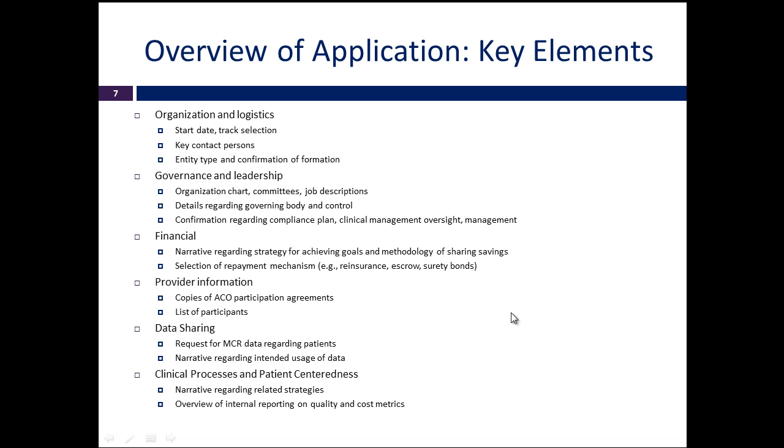Also, Medicare would like the ACO applicant to make certain representations regarding how it intends to use that data. Finally, the application most notably will require the applicants to provide certain clinical process and patient-centeredness details, an overall narrative and a description of its strategies, its methodologies, and its approach to ensuring that the quality of care provided to the patients will be an improved quality of care compared to a traditional fee-for-service model. Medicare also wants to understand the metrics that will be used to measure this particular performance.